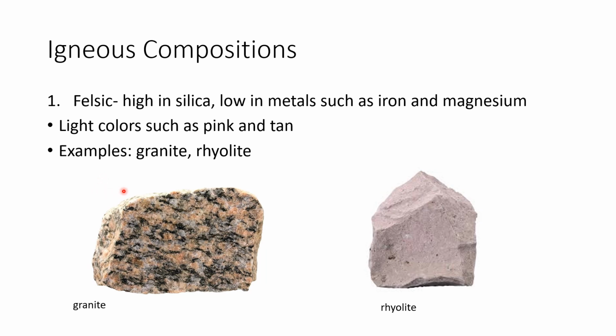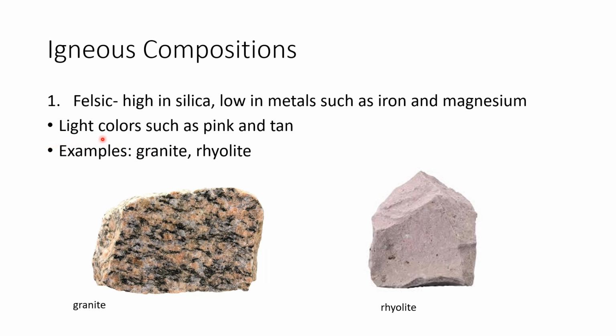Now let's discuss the various compositions of igneous rocks, so the types of minerals that they're made out of. First we have felsic igneous rocks. These are rocks that are high in that mineral silica. Remember we talked about silica when we were talking about the explosiveness of magma. The more silica present, the more explosive the magma is. Felsic igneous rocks are low in metals such as iron and magnesium. When you look at an igneous rock, you can tell its composition based on its color.